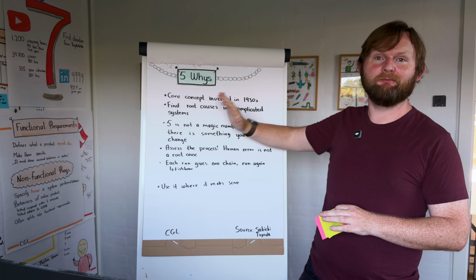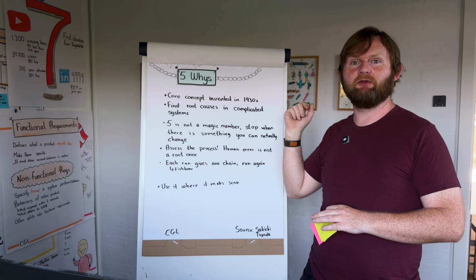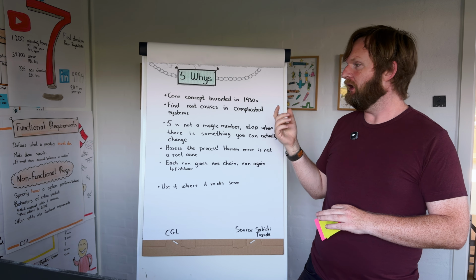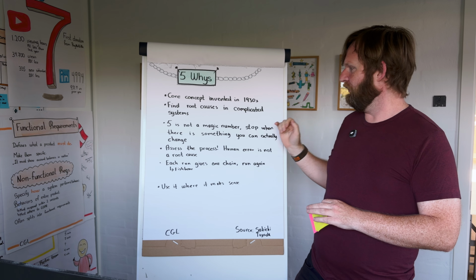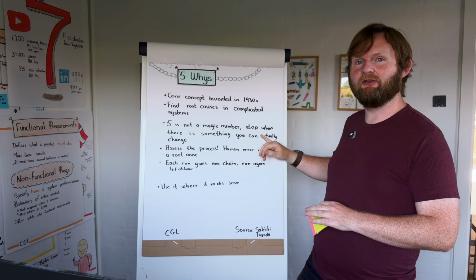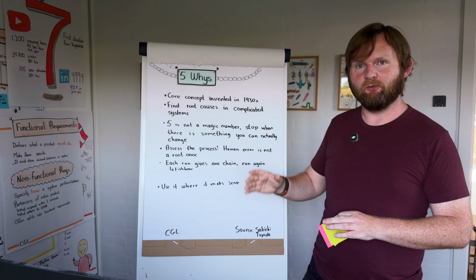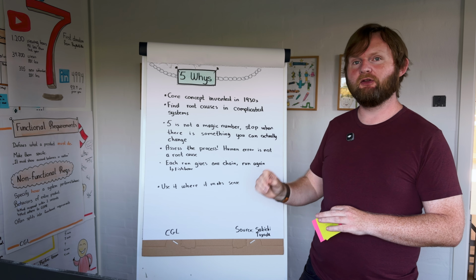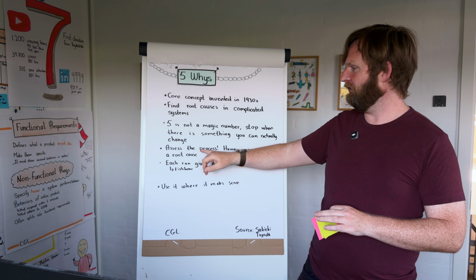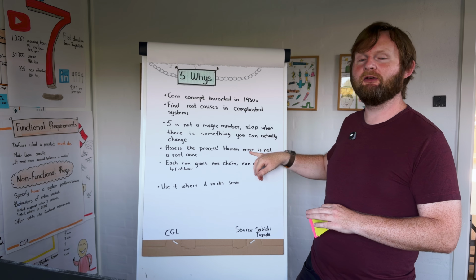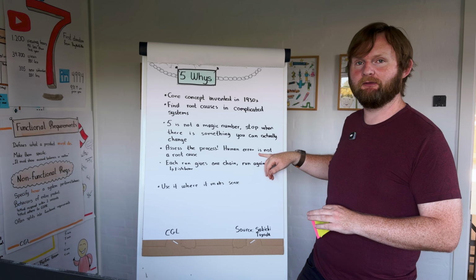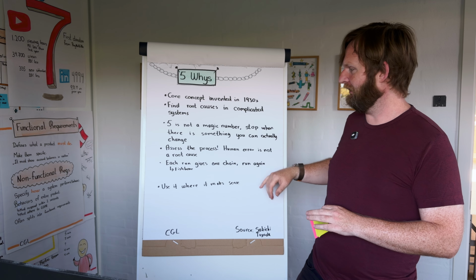And 5, it's not a magic number. It can be 3 whys, it can be 6 whys, it can be 7 whys. The important thing is that we need to stop on something that we can actually change, not before. So when we have the root cause. And what I really like about this is it's not about people. So we assess the process. Human error is never the root cause here. And we'll look at that in a second.